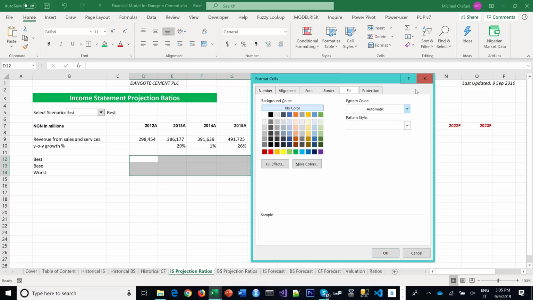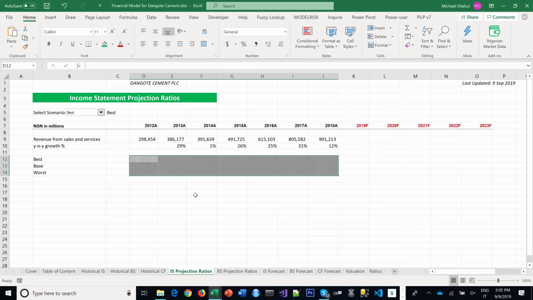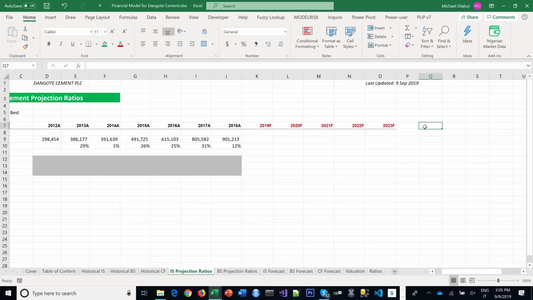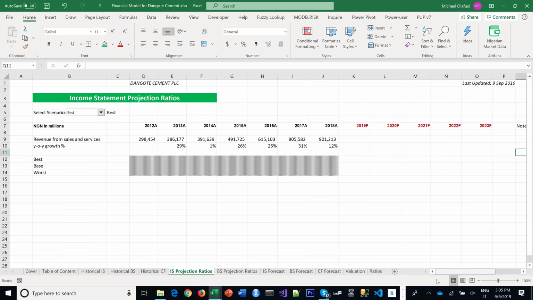This is my own preferred way of doing this. I right click format, go to fill, go to pattern style. I pick this pattern. So that makes it obvious that you are not supposed to provide anything for that period. Then I also include a note. So whatever assumption I use, I make it really obvious for the users of my model to be able to see.